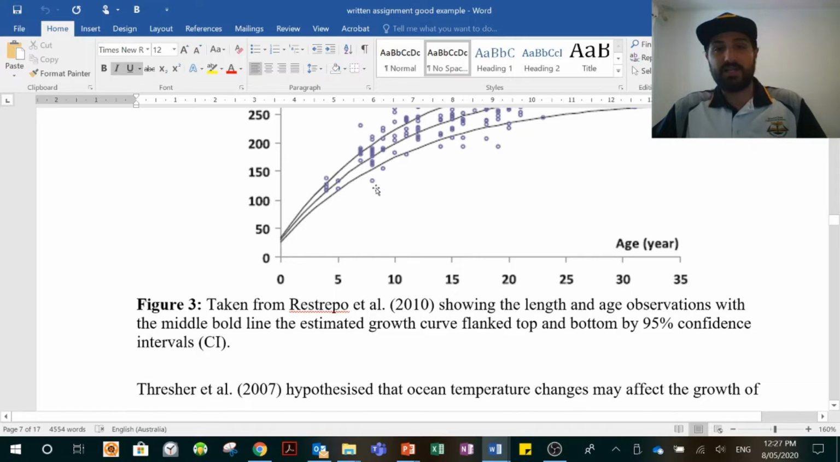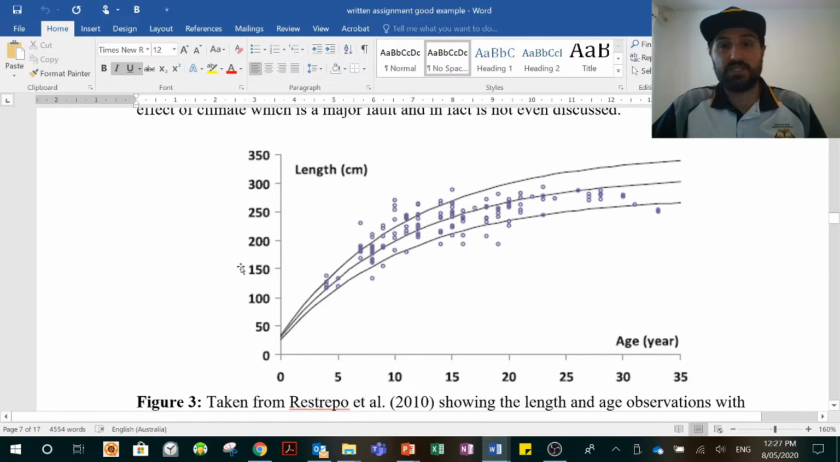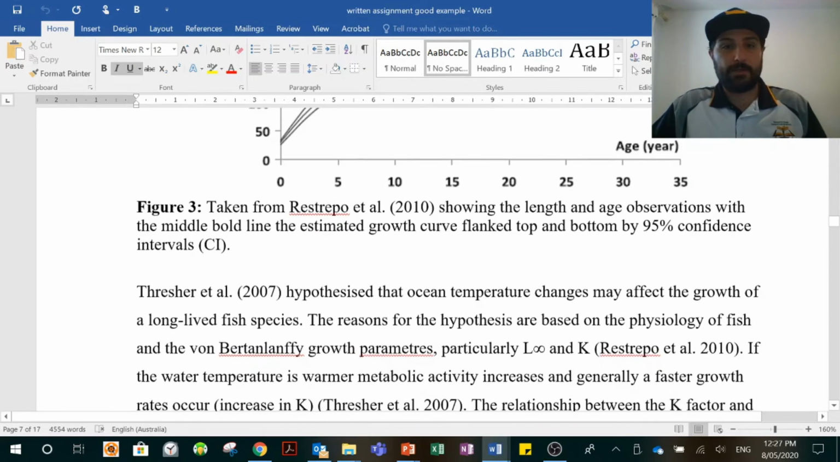So you can see that I didn't make this. I've taken it from Restrepo, which you reference later, showing the length and age observations with the middle bold line, the estimated growth, flanked by our confidence intervals. And that's saying that all of our growth we're happy that it will be in that range. And you can actually predict stuff really well using that thing.